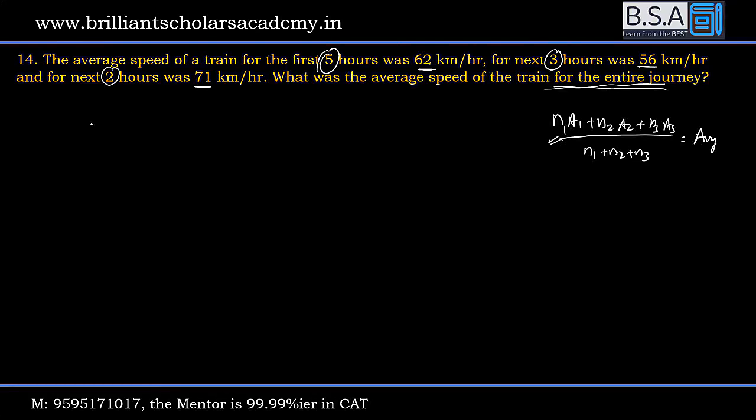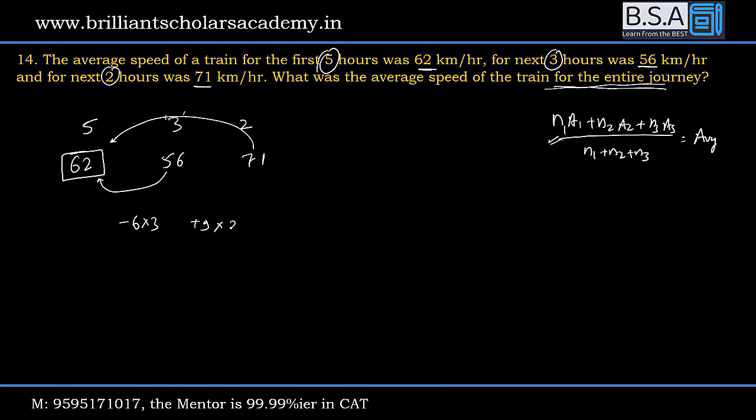But here we see 5 hours, 3 hours and 2 hours. The average is 62 kmph, the average is 56 kmph and the average is 71 kmph. Please observe, 62 is the number in the middle. So when 56 comes to join, it brings a loss of 6. There are 3 hours like this. When 71 comes to join, it brings a benefit of 9. There are 2 hours like this.